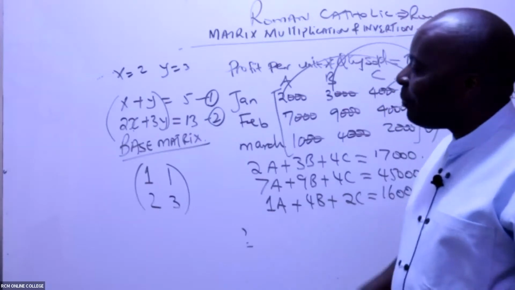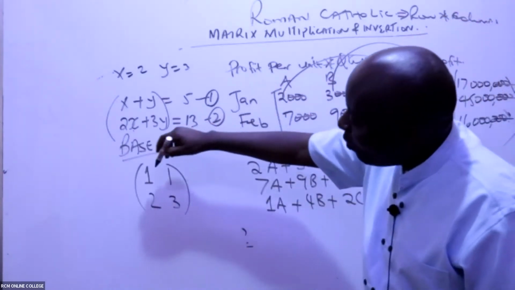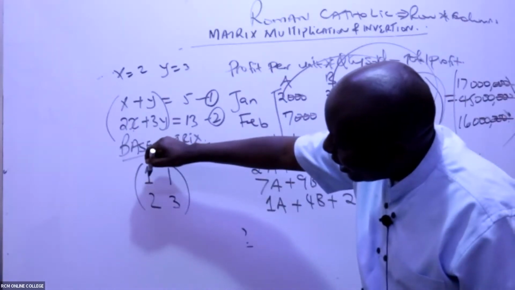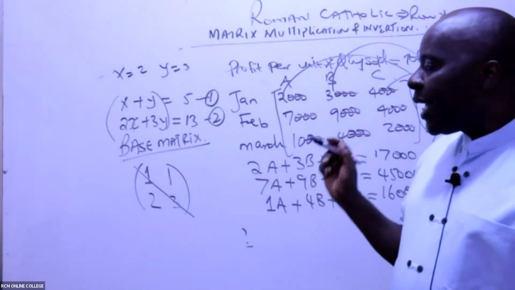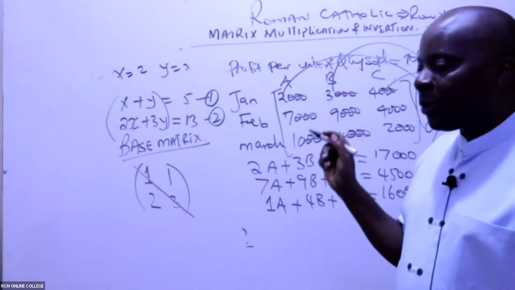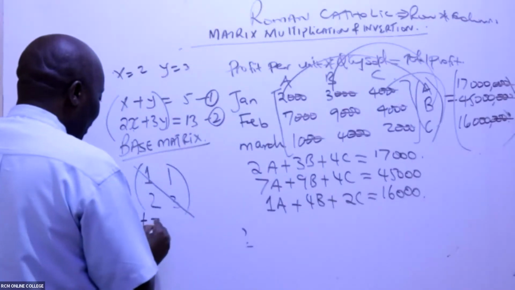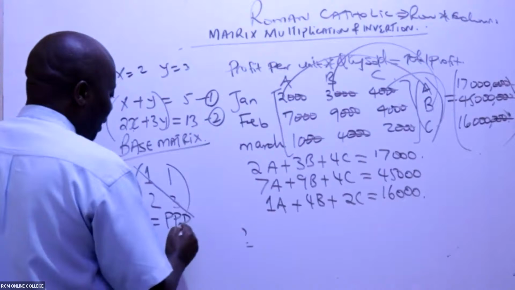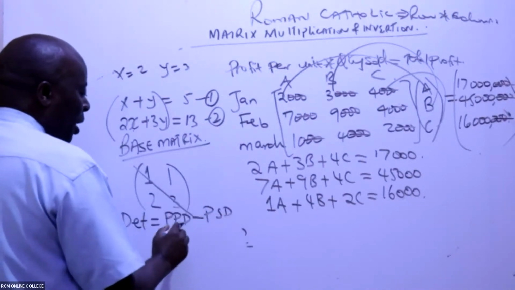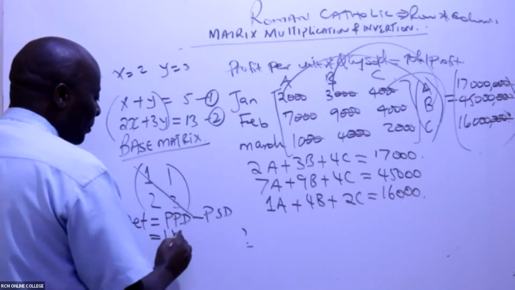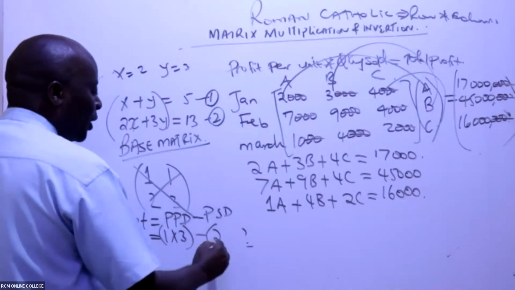So you take the product of the primary diagonal. The primary diagonal is normally the one that starts from the first element here. This is the primary diagonal. So come and give me its product. Remember, to get the determinant, we say it is PPD minus PSD, product of primary diagonal minus product of secondary diagonal. The primary diagonal is 1 times 3, minus the product of the secondary, 2 times 1.